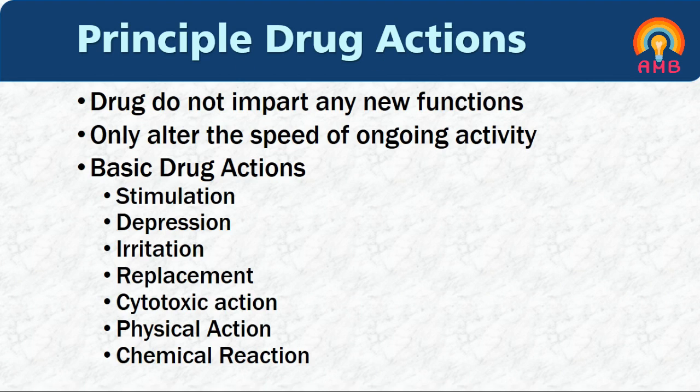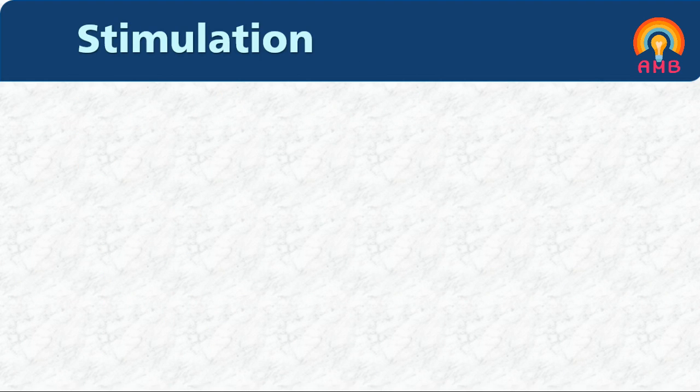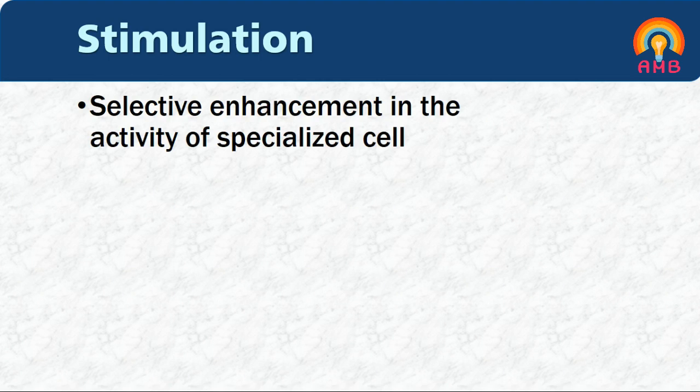First, we are going to discuss stimulation. So what is stimulation? Stimulation means selective enhancement or increase in activity of specialized cells. So in stimulation, there is an increase in the activity of specialized cells, like muscular cells or muscular tissue or nervous tissue or neurons. If their activity is increased, it is called stimulation.